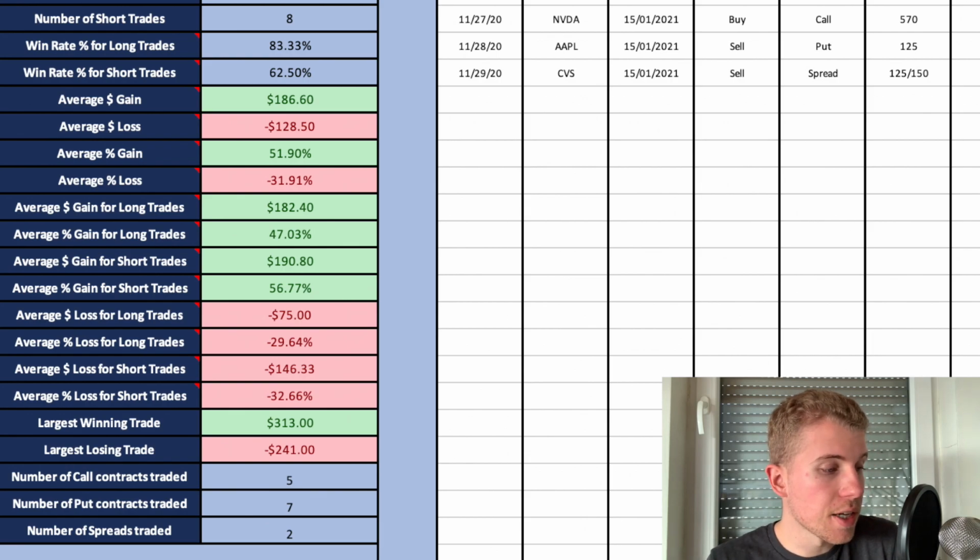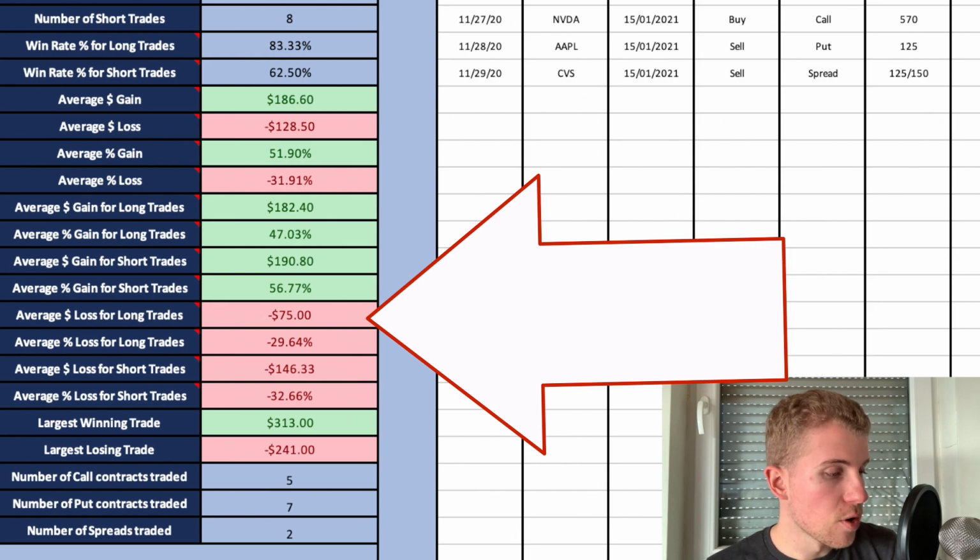And that's something that we can also look at when we look at the average dollar loss and the average percentage loss. When we look, for example, here at the average dollar loss and the average percentage loss for long trades, you see that usually when I go long on a trade, I lose $75 and I lose almost 30% of the trade.